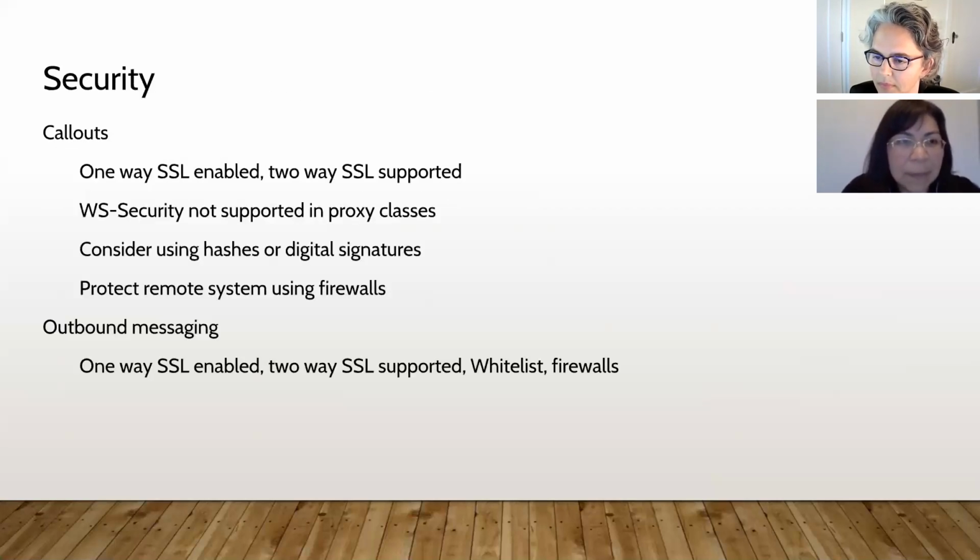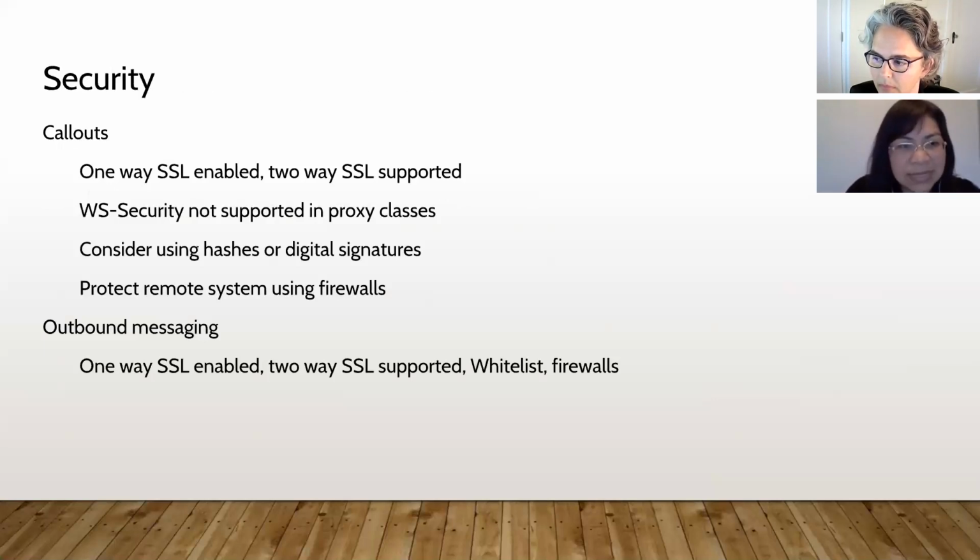Regarding security, the callouts have one-way SSL enabled by default, but we can also enable two-way SSL. The WS-Security protocol is not supported in proxy classes, which means that SOAP cannot be used. It's important to use hashes or digital signatures to compare the content of the messages and make sure it is correct. And it's suggested to protect the remote system using firewalls.